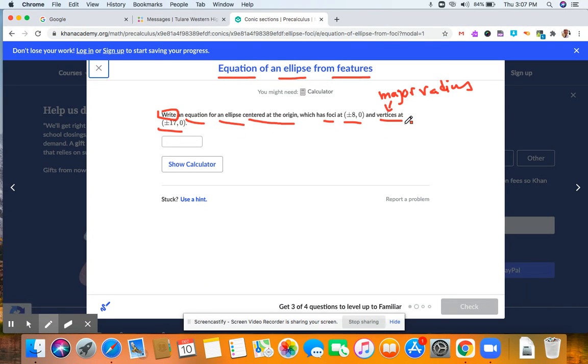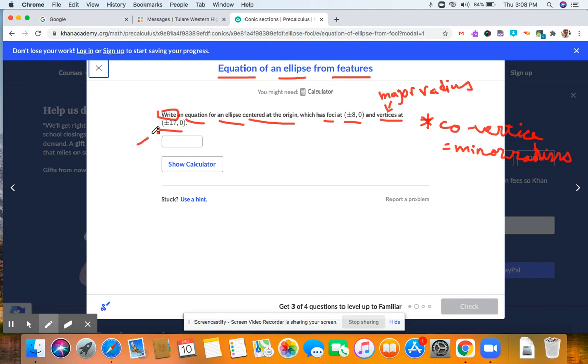If it said co-vertice, so this is just a note on some of the problems, that would be the minor radius. Sorry, it's kind of spelled very poorly. But minor radius for the co-vertice. If it just says vertice, that is the major radius. Okay, so that kind of helps us, which is A and B and whatnot.